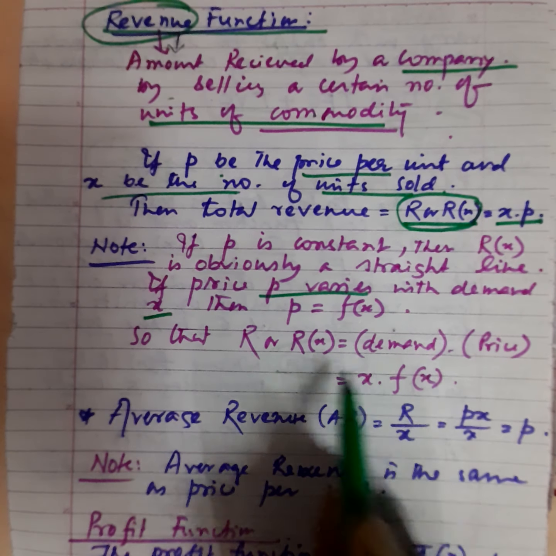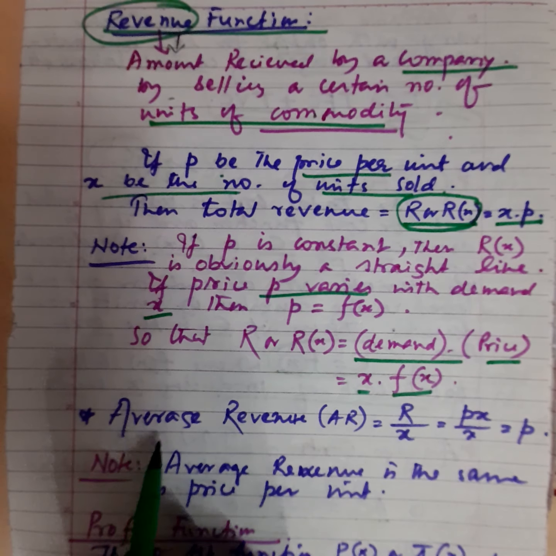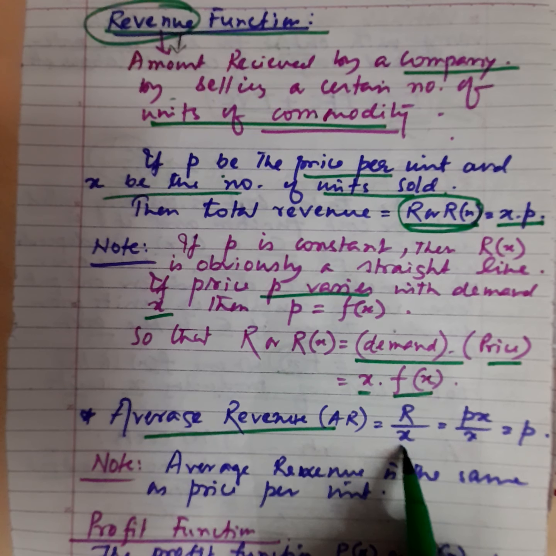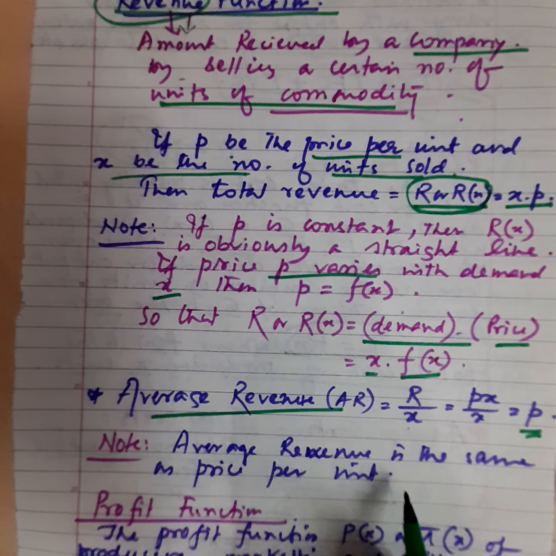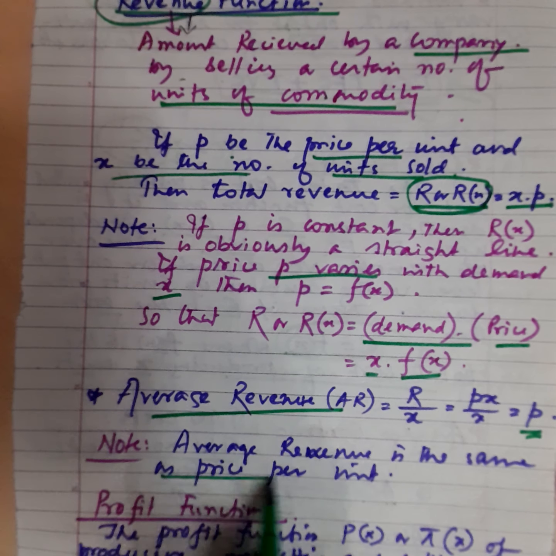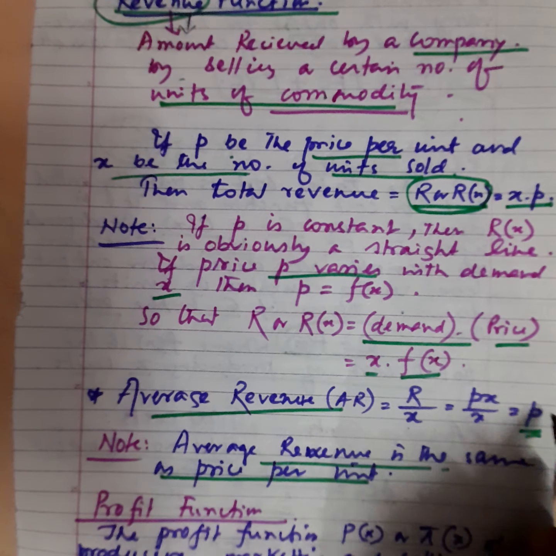So Rx is equal to demand into price, that is x into fx. So average revenue, R by x, Px by x, is equal to P. That means we can say average revenue is the same as the price per unit P.